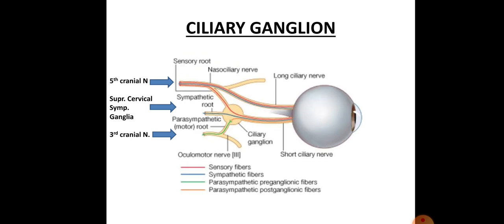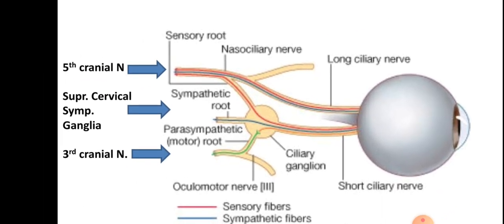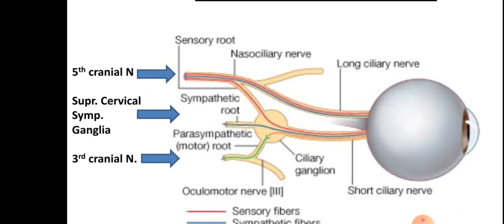The parasympathetic root, it is motor to the muscle. Note here, there is no secretomotor fibers, only motor fibers via parasympathetic root. This is derived from Edinger-Westphal nucleus of the third cranial nerve. Also note here, only parasympathetic root relays in the ciliary ganglion. The other sensory and sympathetic fibers do not relay in the ciliary ganglion.